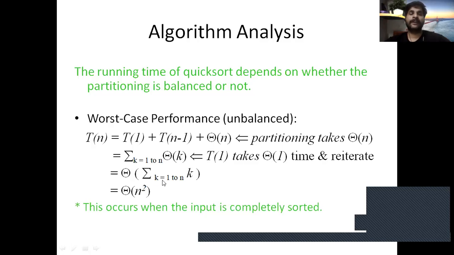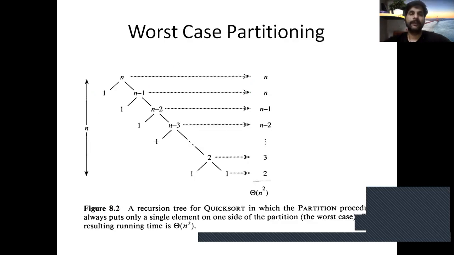So the sum for k equal to 1 to n of theta of k means solving the series 1 plus 2 plus 3 and so on up to n, which is n into n plus 1 by 2. According to the polynomial equation, the maximum power of n is square. So theta of n square is the time complexity of quicksort in the worst case.